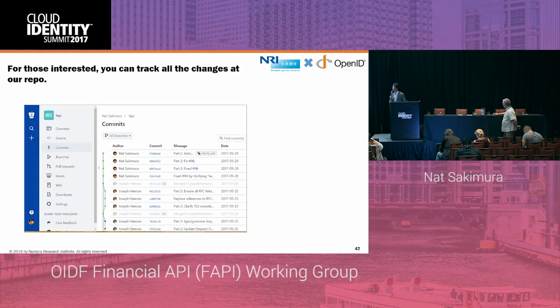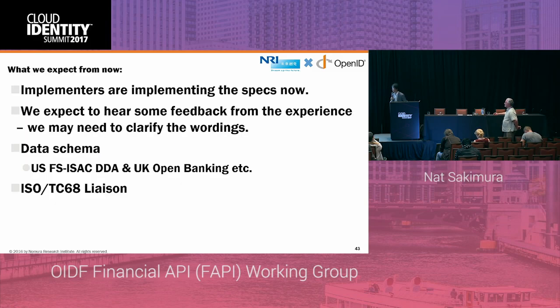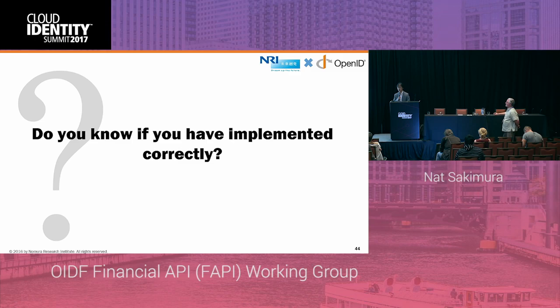And if you want to track all these things closely, you can go to the OpenID Foundation's Financial API Working Group repository, and all the changes with issue tickets are tracked there, and you can see how changes are done. So what we expect from now is, since implementers are implementing with the specs now, we'll probably hear back some glitches, and we'll fix those, and we'll go to the final spec, probably by the end of this year.